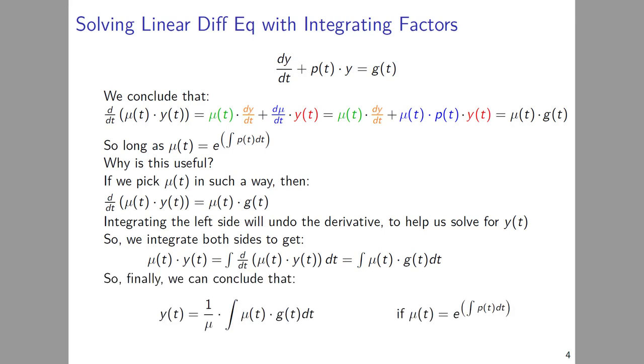So we can conclude that our solution y of t is equal to 1 over mu times the integral of mu of t times g of t dt, so long as we pick mu of t to be e to the integral of p of t dt. So this formula gives us a way to find a solution of any first-order linear differential equation that we write in standard form above. All we need to do is be able to compute those two integrals, and then we can find a solution.